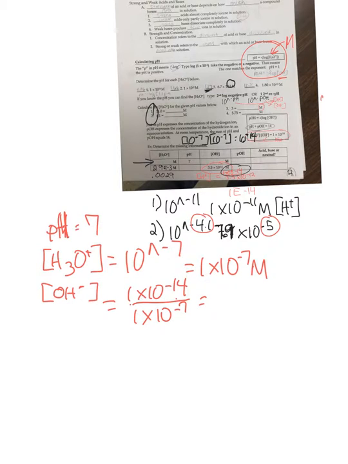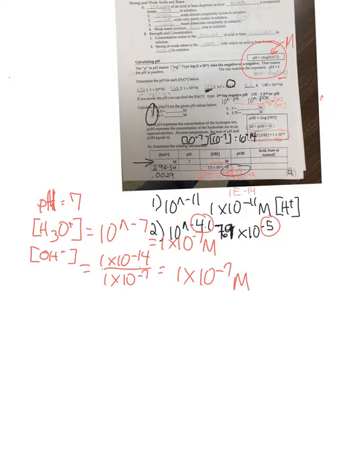Okay, so when you get that, if you can do exponents in your head, remember you subtract when you have them in division. So you would have 1 times 10 to the negative 7. Okay? Now how can we get POH? Well, yes, you could do that. So POH, you can do either 14 minus your pH, right, which would give you 7. What's the other way, though?